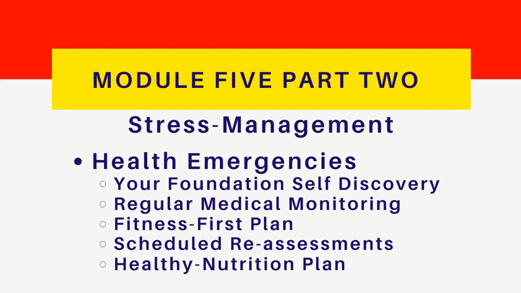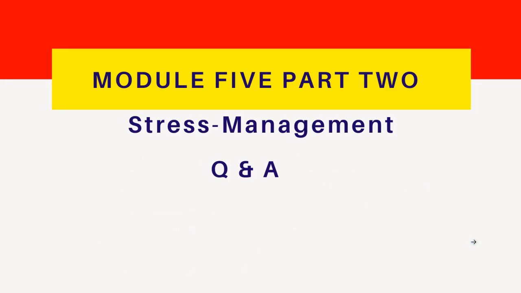We developed a fitness plan, fitness first. We schedule reassessments for both medical and fitness. And we try to eat better. We develop a healthy nutrition plan. Again, part of a healthy lifestyle. Any one of these can cause health emergencies and cause you advanced stress that you're maybe not prepared for. So that's a simple scenario, quick discussion about that.